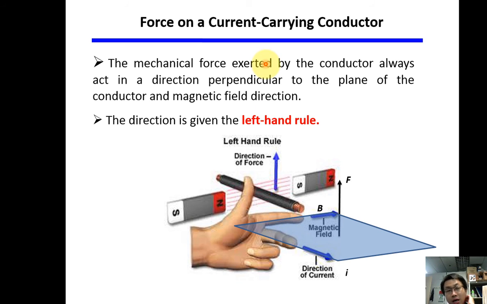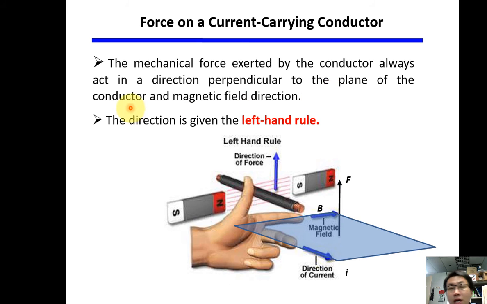So how to put in a figure for this one? Mechanical force F is this one, exerted by the conductor. So this is the conductor. It always acts in the direction perpendicular, meaning 90 degrees, to the plane of the conductor and magnetic field direction. So where is the plane of the conductor and magnetic field direction? Have a look at the conductor. This is our conductor. Where is our field? This is our field.